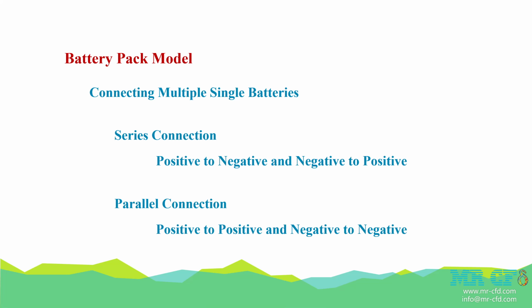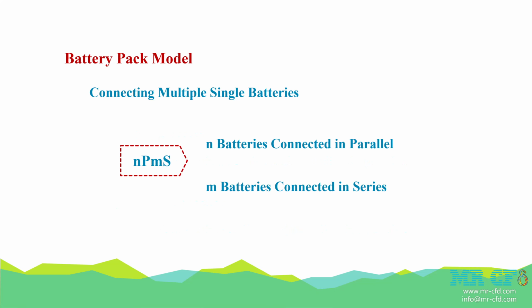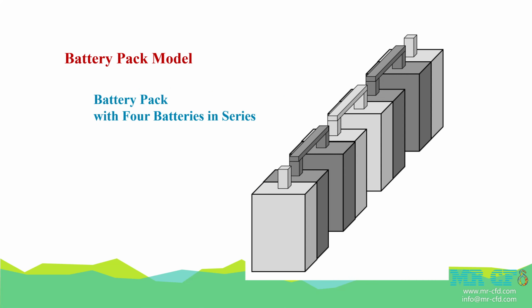However, in parallel connections, the positive terminal of the first battery is connected to the positive terminals of the next batteries, and the negative terminal of the first battery is connected to the negative terminals of the next batteries. Note that in the parallel configuration, the voltage remains constant and the electric currents add up. In battery pack simulations, all batteries in the pack must have an NPMS connection pattern. That is, N batteries are connected in parallel, and then M such units are connected in series. For example, we consider a battery pack in which 4 batteries are connected in series.